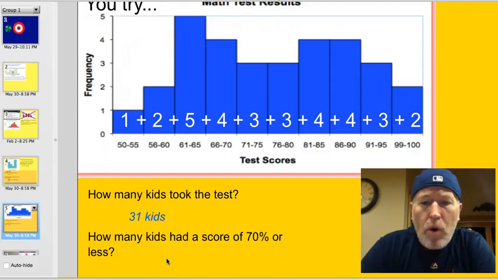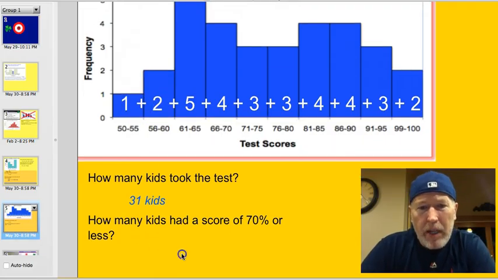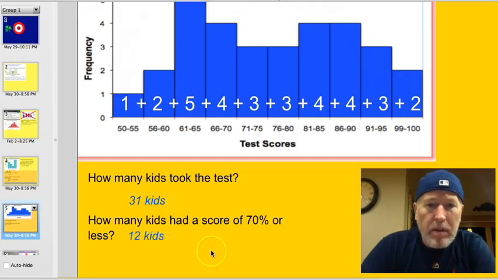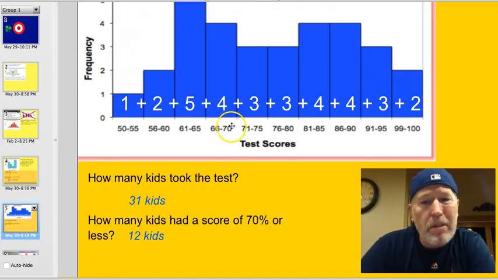How many kids had a score of 70% or less? Well, 70% or less would be all of these here. So it would be 4 plus 5 is 9. Here's 10, and 2 more is 12. So my answer is here someplace. There it is, 12 kids. 12 kids had a score of 70% or less. That's not too great, considering anything below 70 is typically a D.